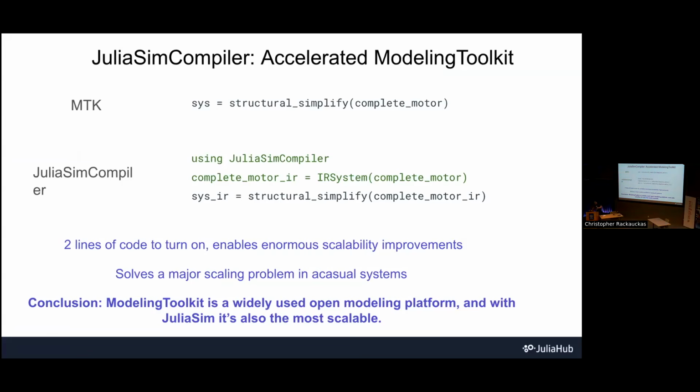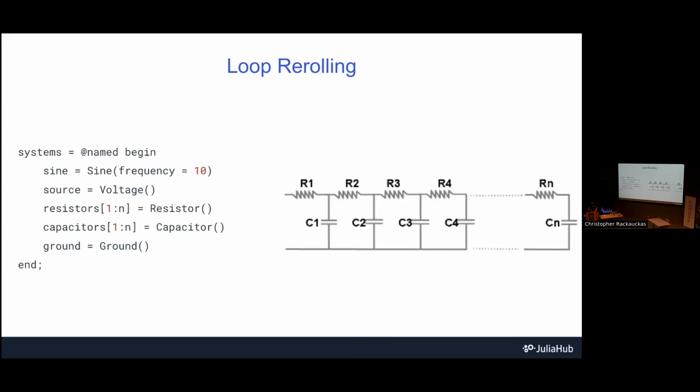But if you start to scale it too much, we're still hitting some issues, right? What are those issues? Well, it turns out that symbolic structural simplification is a very difficult problem. And what we're doing is building an alternative compiler that is able to do some extra things. What are the extra things it's able to do?